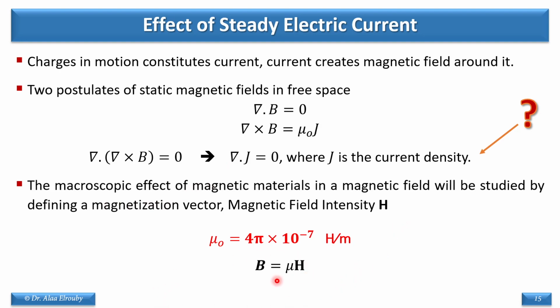Later on, we're going to show that the relationship between the magnetic flux density and magnetic field intensity is a constant mu. It's called the permeability, and permeability in free space equals 4 pi multiplied by 10 to the power minus 7, and we're going to talk about this later on.